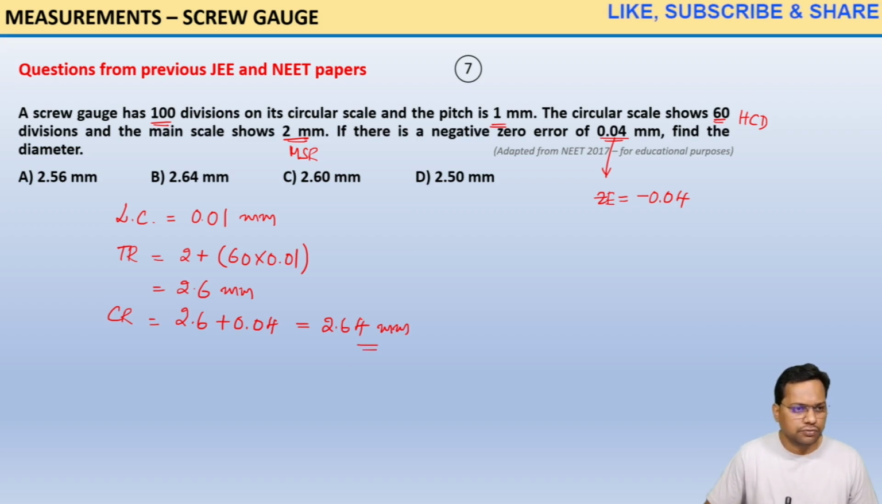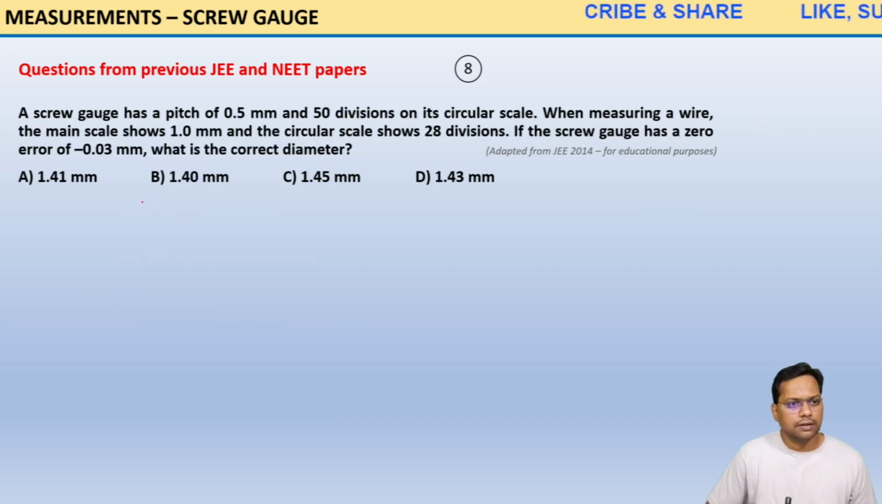So 2.64 millimeter, from the given options, option B is the correct one. Now next question. A screw gauge has a pitch of 0.5 mm and 50 divisions on its circular scale. When measuring a wire, the main scale shows 1 mm and the circular scale shows 28 divisions. If the screw gauge has a zero error of minus 0.03 mm, what is the correct diameter?